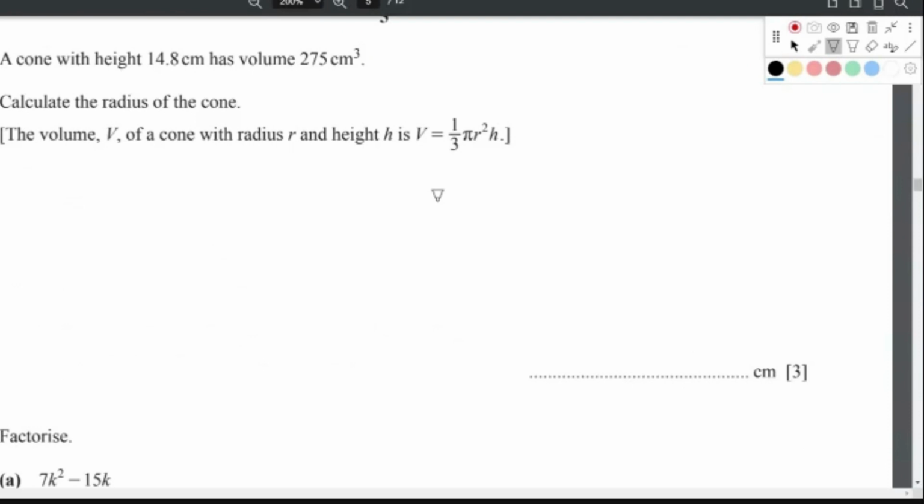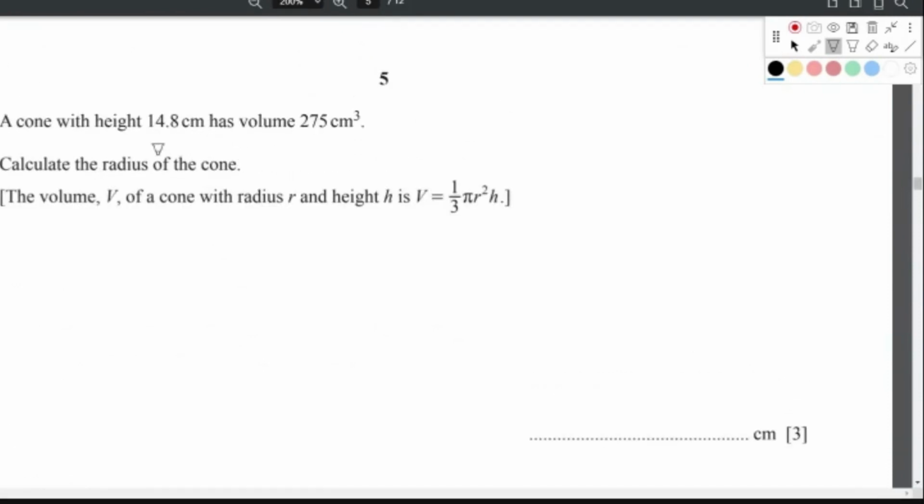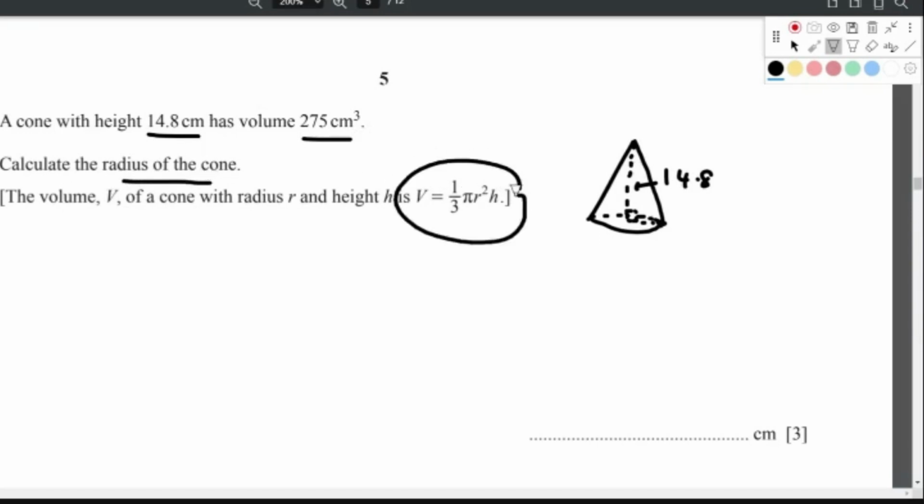Let's do question number 12 first. Now let's look at this question. A cone with a height of 14. Let's see whether I can draw the cone. Now we have a height here. A cone with a height of 14, so this must be 14.8 cm. Volume is 275. They want you to find the radius. Now, you guys are lucky, they have actually given you the formula.